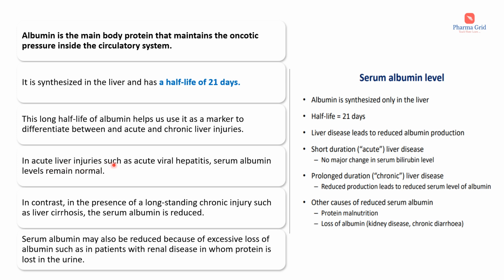So in acute liver injuries, serum albumin levels remain normal, whereas in case of chronic injuries such as liver cirrhosis, the serum albumin level is reduced. Serum albumin may also be reduced because of excessive loss of albumin, such as in patients with renal disease in whom protein is lost in the urine.